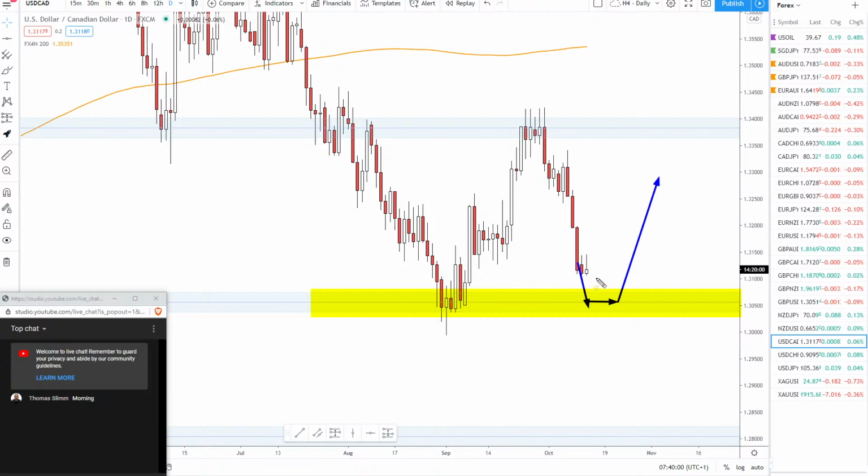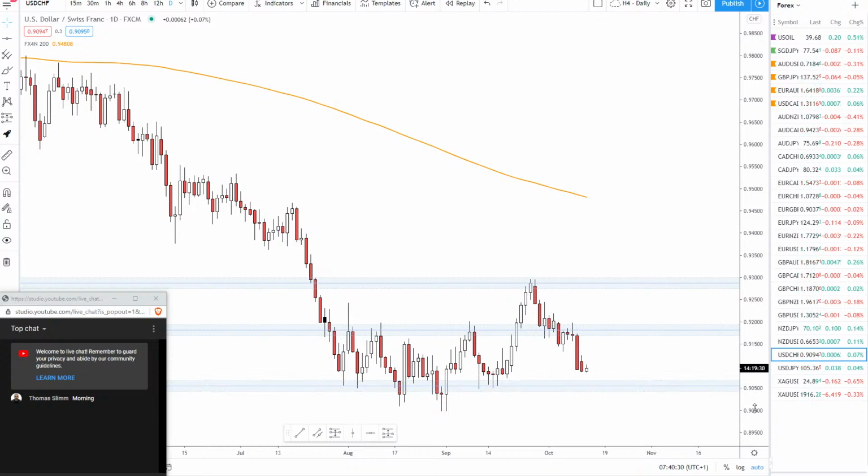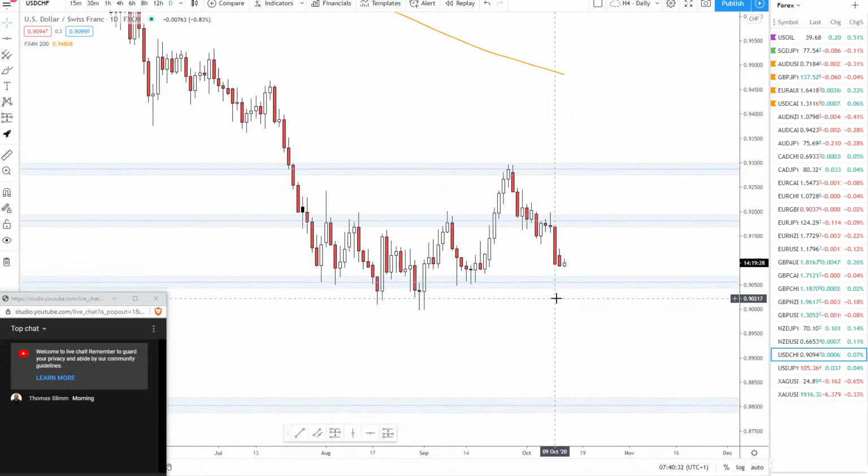The reaction we get at the support area will dictate whether I'm looking for a long or a short. But it is fast approaching that area. So I will be looking for a potential trade from that area. USDCHF, similar scenario. We're just waiting for price to hit the support area. It's a pretty strong support area. Let's wait and see what happens when it hits it.